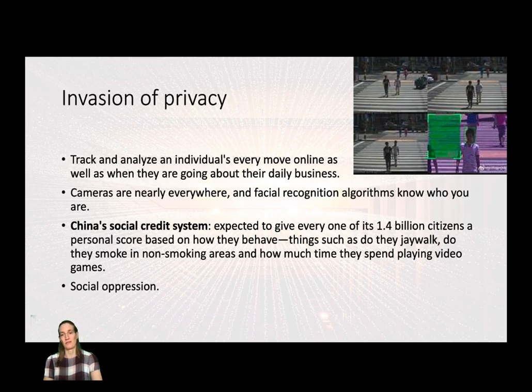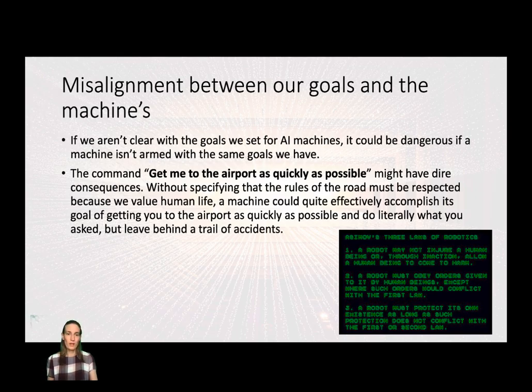There's also concerns of evasion of privacy. Think of China's social credit system. China is giving its citizens personal scores based on how they behave. You jaywalk, you lose points. Somebody doesn't like how you interact with them, they give you fewer stars. Think of the Black Mirror episode. This might lead to social oppression, and most of all, us being controlled by AIs and machines.